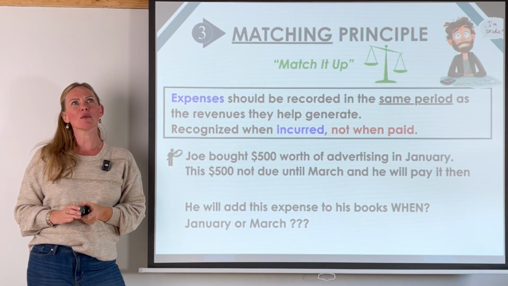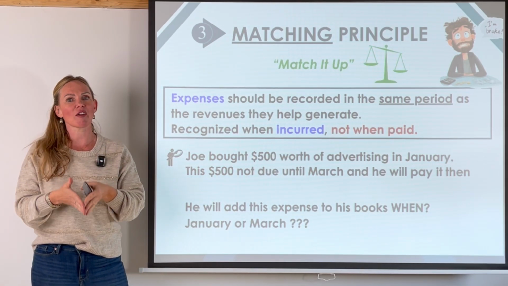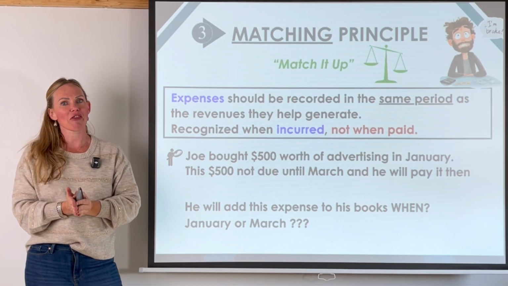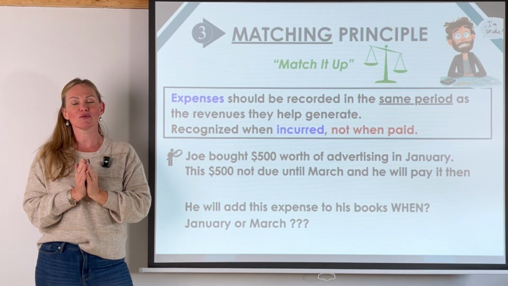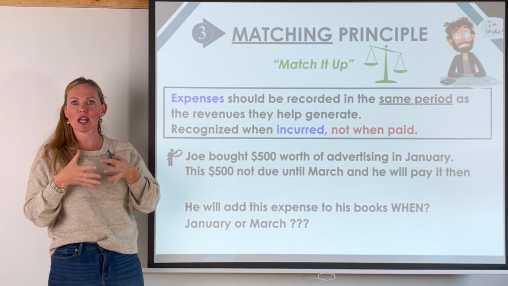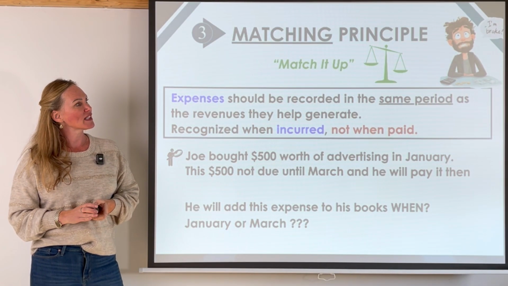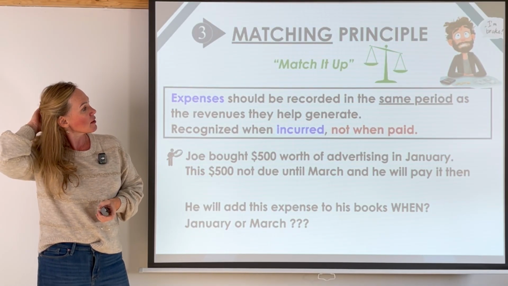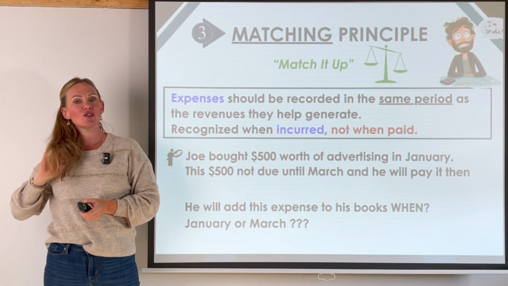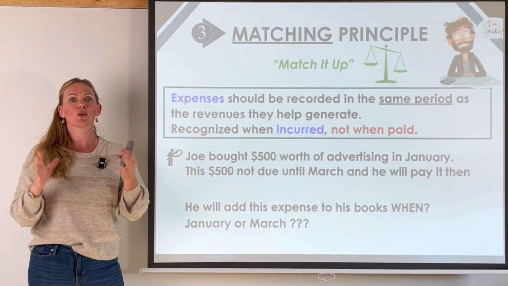Some people ask, why are they talking about matching? We're trying to match things up. If we put the revenues in our books when we earn them and not when we receive them, we're going to match up all the other things to it. In this case, we're talking about expenses. You're going to put the expenses into your books in the same way as when you earn your income. Expenses should be recorded in the same period as the revenues that they help generate. Recognize them when they're incurred and not when you paid them. Think of the expenses in the same way as the revenues.